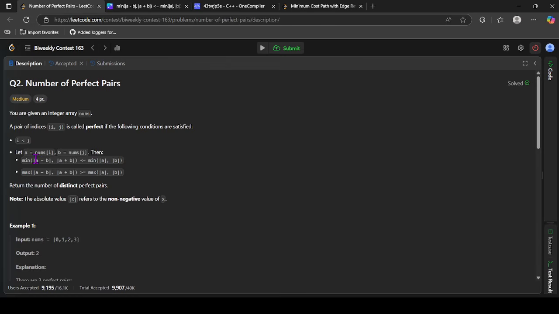A pair of integers is called perfect if the following conditions are satisfied. The minimum of the absolute value of the sum and the difference is less than or equal to the minimum of both. And similarly, the maximum of those both should be greater than or equal to the maximum of both the values. Return the number of distinct perfect pairs.